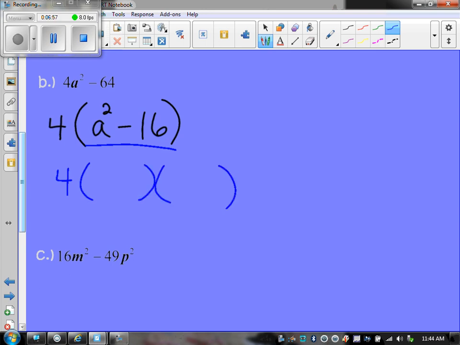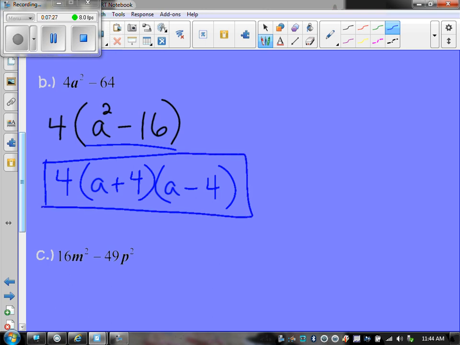So let's take the inside of my parentheses and let's factor it even more. I'm going to take the a squared and break it down. I'm going to put an a here and an a here. And then I'm going to take my negative 16 and break it down to what? Square root of 16 is 4, right? So a 4 here and a 4 here. And what do my signs have to be? One positive, one negative, because I need to multiply to a negative 16. When I add them together, I get 0. That's why there is no middle term. This would be my final answer. Making sure you have that 4 out in front. Your GCF doesn't disappear. It's still there. And then you have an a plus 4 and an a minus 4.